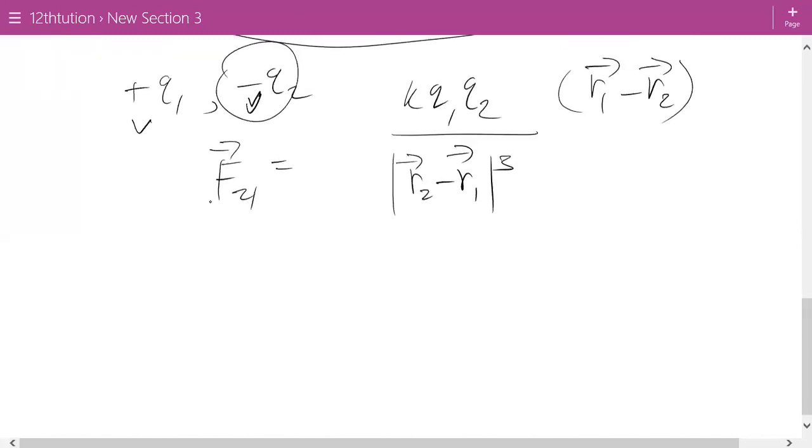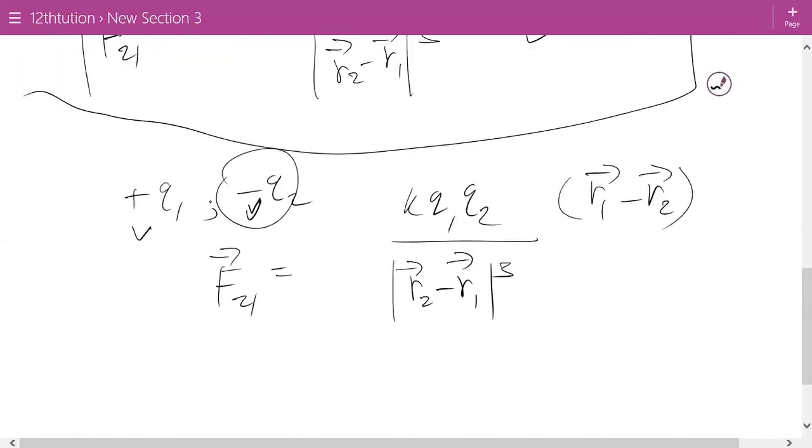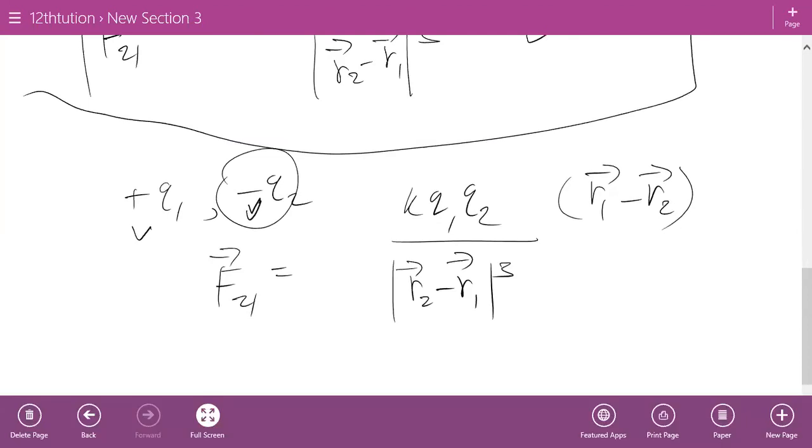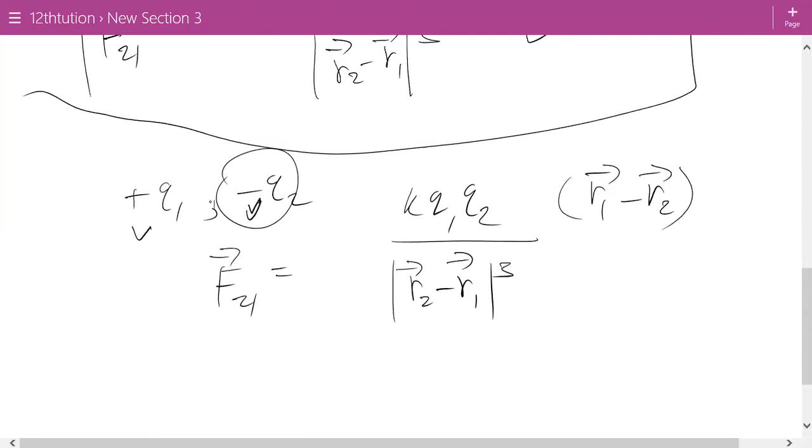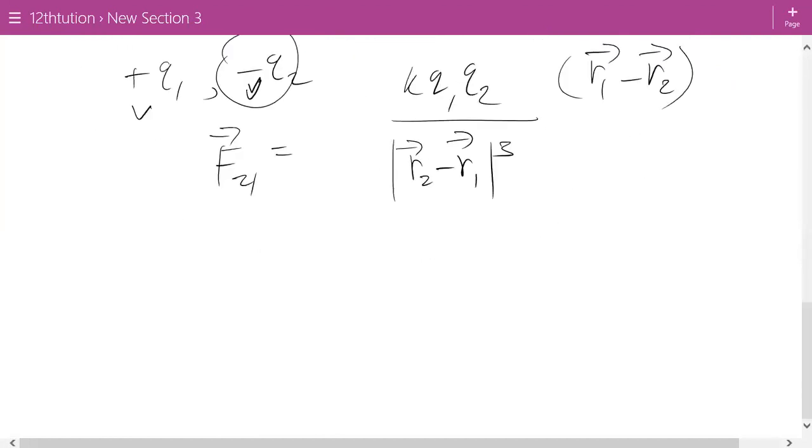Okay, so now what will be the direction? The direction will be opposite, right? That is true when one charge is positive and one is negative.